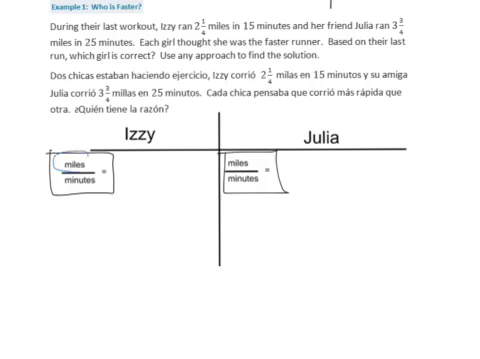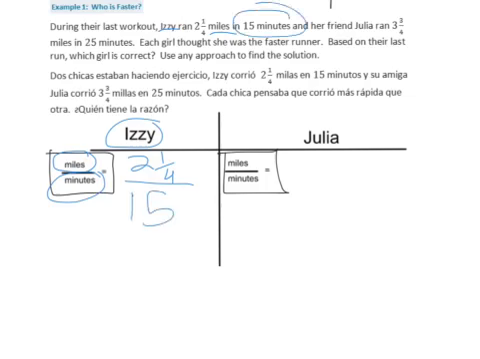How many miles did Izzy run? So here's Izzy, and it says that she ran 2 1/4. And that's over how many minutes did Izzy run for? She ran for 15 minutes. And it'll help if you put your units. So now you can pause the video and fill in Julia's information.